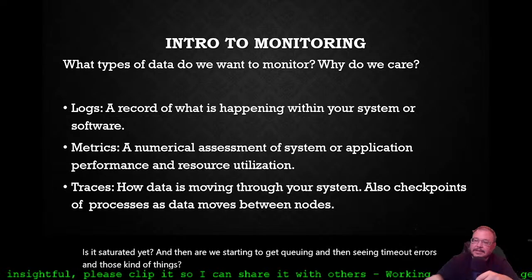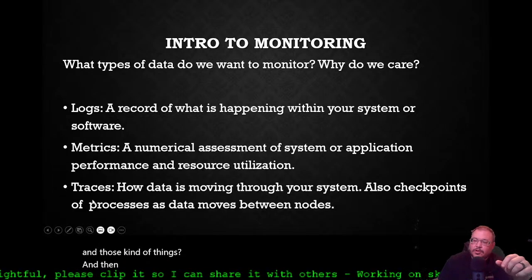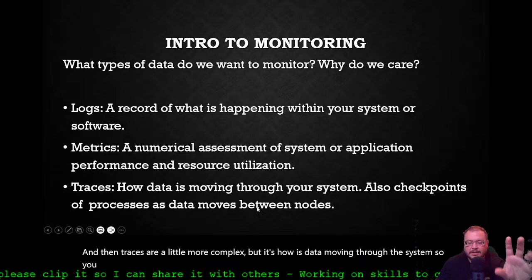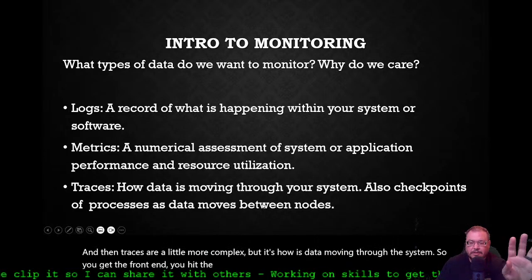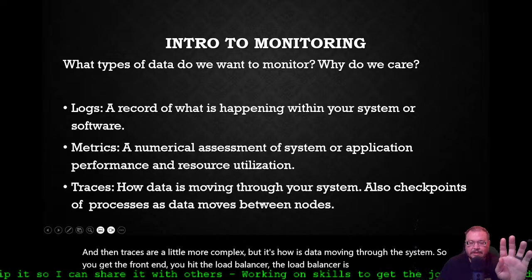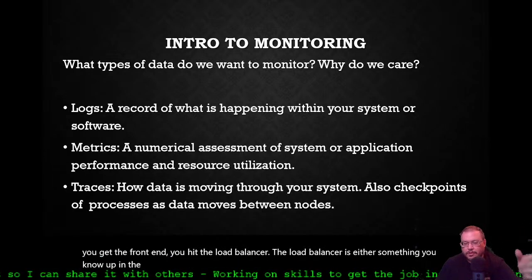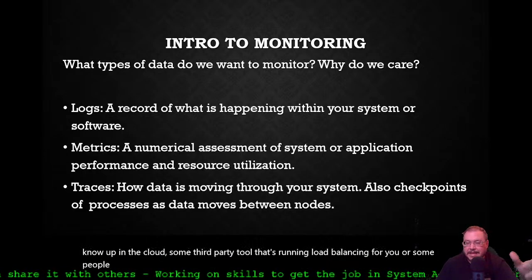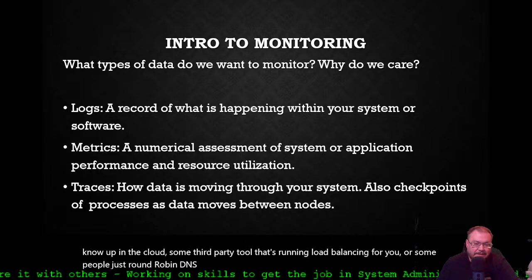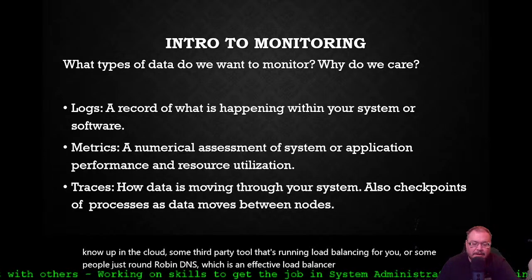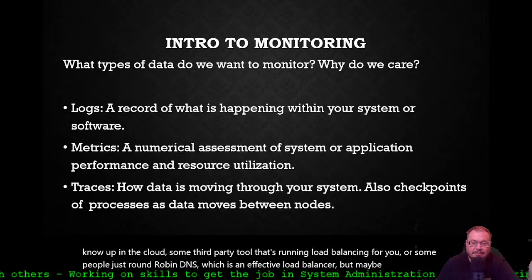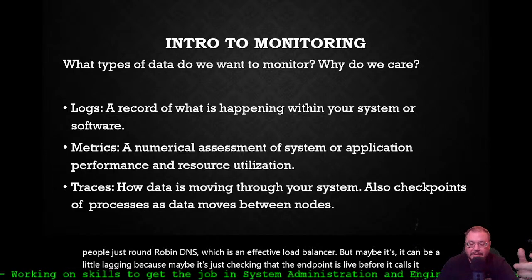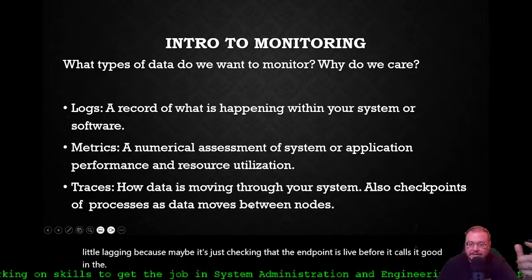And then traces are a little more complex, but it's how is data moving through the system? So you get the front end, you hit the load balancer. The load balancer is either something up in the cloud, some third-party tool that's running load balancing for you, or some people just use round robin DNS, which is an effective load balancer, but it can be a little laggy, because maybe it's just checking that the endpoint is live before it calls it good in the DNS table.